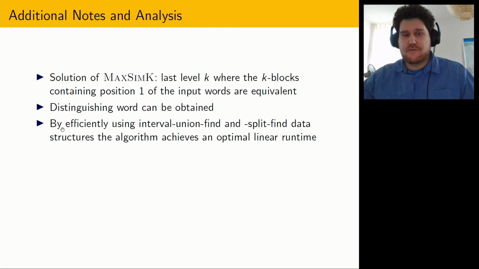To update this tree, we use these interval union find and split find data structures, which will again speed up the process a little bit.